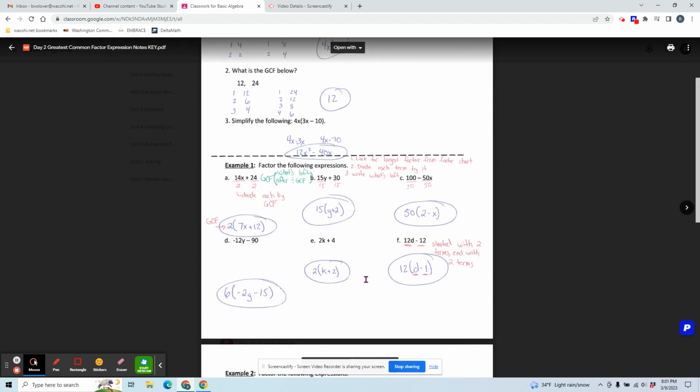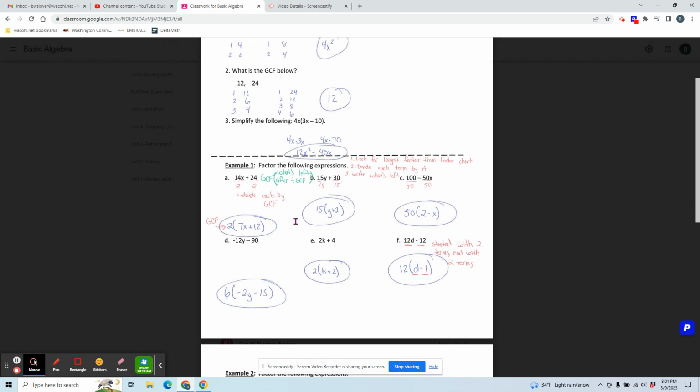So today we focus on factoring out a greatest common factor for an expression. You have your greatest common factor on the outside of your parentheses, and then what's left after you divide by the greatest common factor is inside of your parentheses.